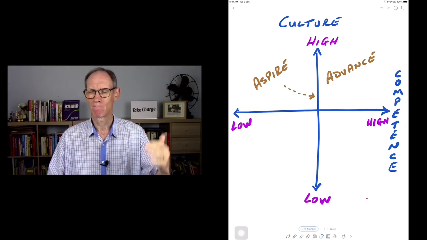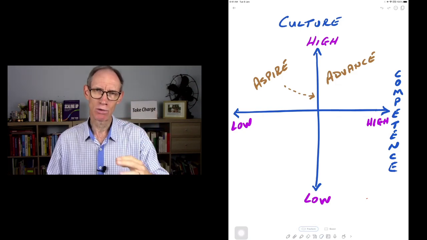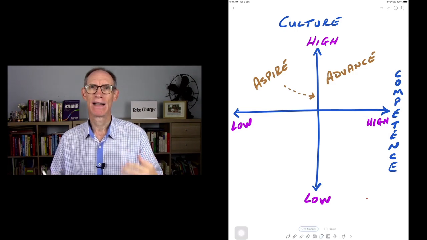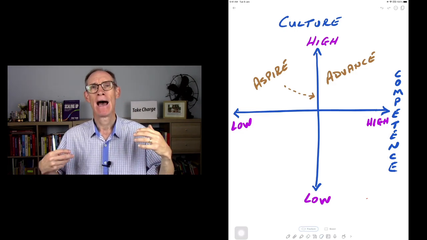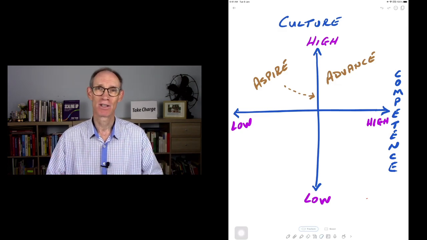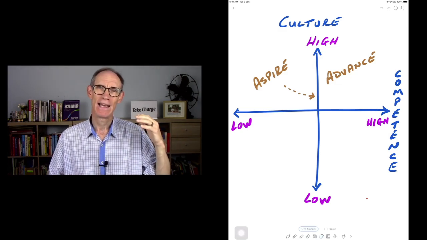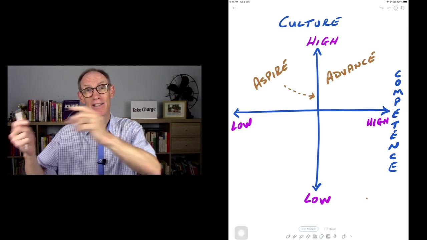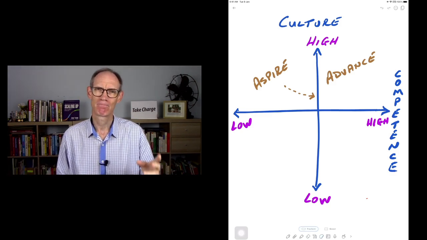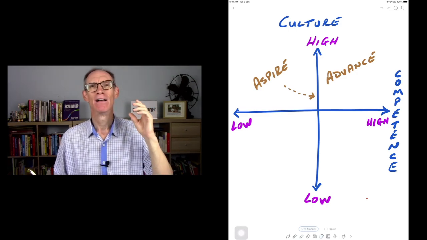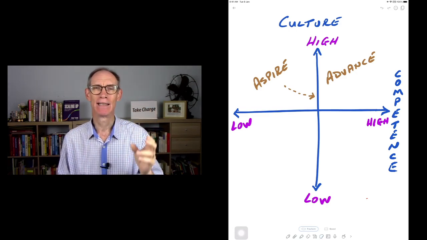Both are difficult, but if you have the right culture, the chances are people want to advance, they want to support each other, and they are interested in the bigger picture rather than just themselves. So in that case, we aspire to be in the advanced quadrant, and to get there, it's a matter of building our own skills.